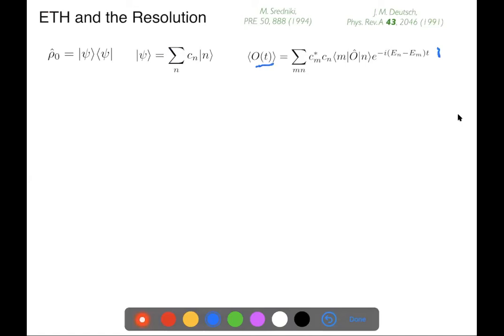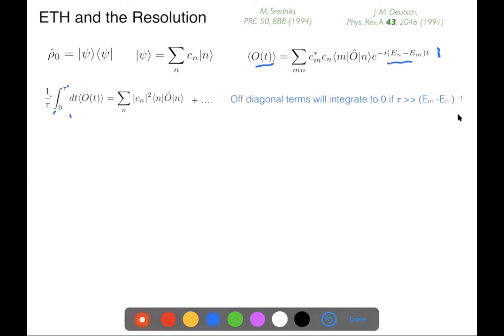Then you ask, if I'm happy to average over some time scale from 0 to tau, what happens to this quantity? The first thing you see is that for the terms where n equals m, there is no phase factor. So they just go all the way, because I am integrating from 0 to tau and dividing by 1 over tau, they will just come up. What about the terms with the phase?